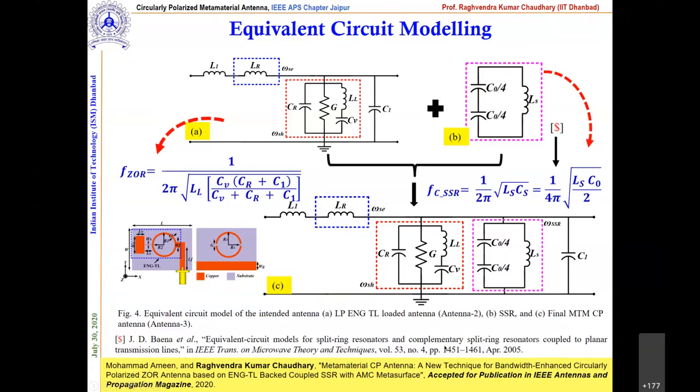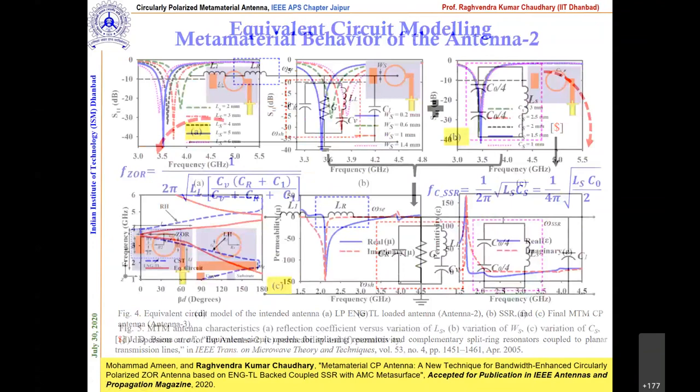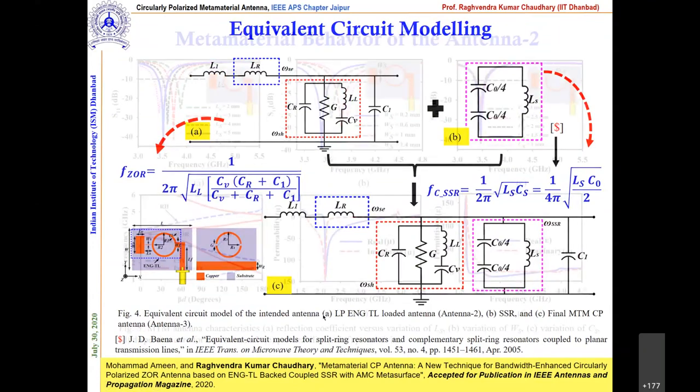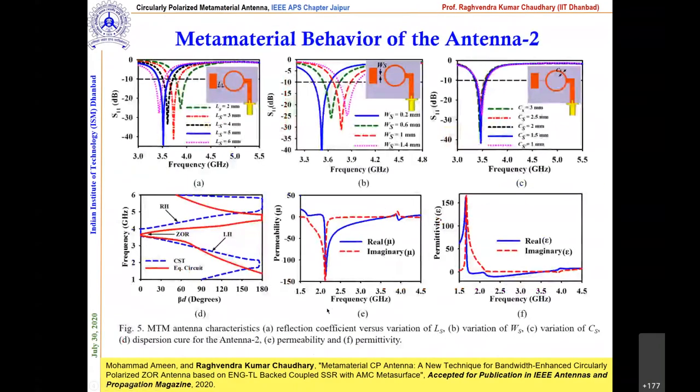And what we did, we put it in ADS and cross verified everything. If you try to find the resonance frequency, the expression would be like this. And for the frequency of the circular split ring resonator, this is the expression. We took this expression from this paper straight up. Then there is one thing I missed.